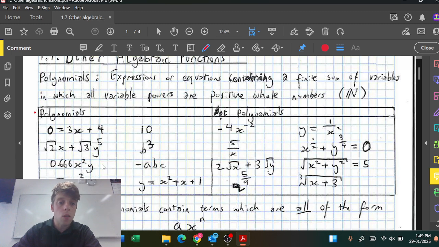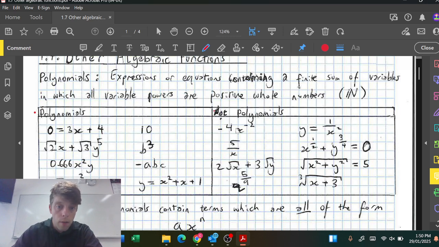You can see there's an x, there's a y. They're both being raised to the power of positive whole numbers. There's x to the power of 2, y by itself. Okay. You can see a constant by itself, that's still a polynomial. You can see here we could have a, b, c's, we can have b's, we can have pi's as the coefficient, they're all fine. Now what about things that are not polynomials?